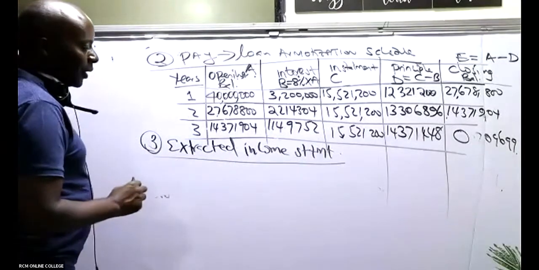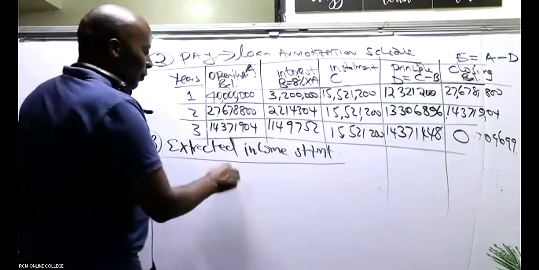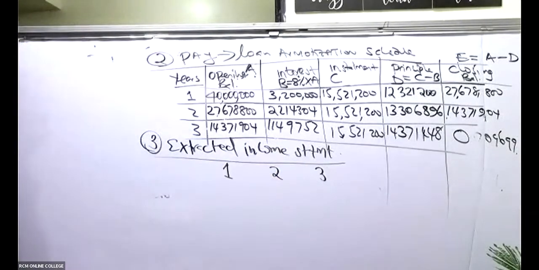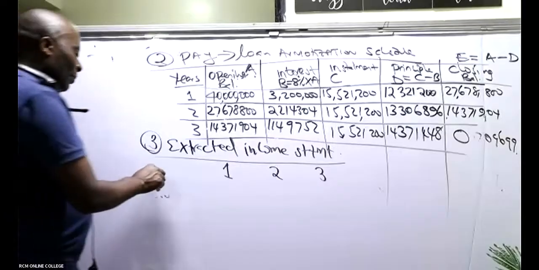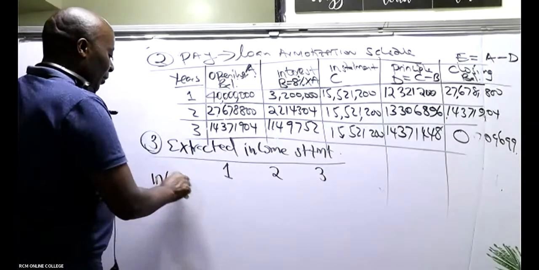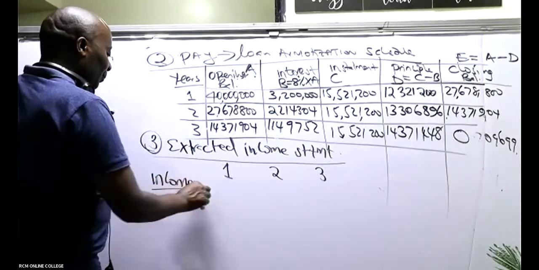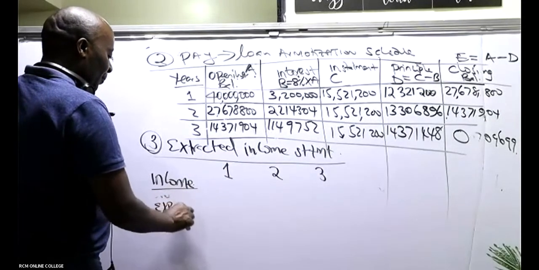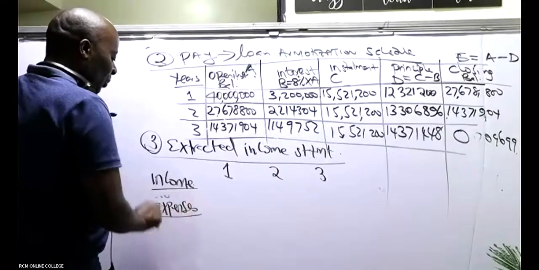Extracted income statement. So remember, we have 3 years: year 1, year 2, year 3. So you're going to have an income because there was a disposal done. And then we have expenses. There are two expenses normally.